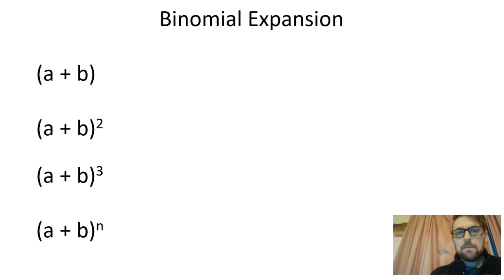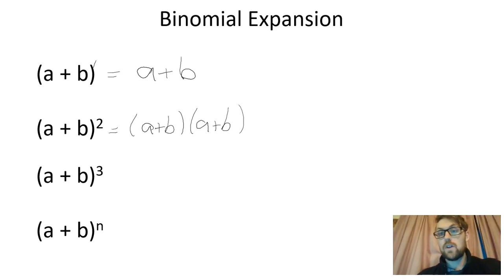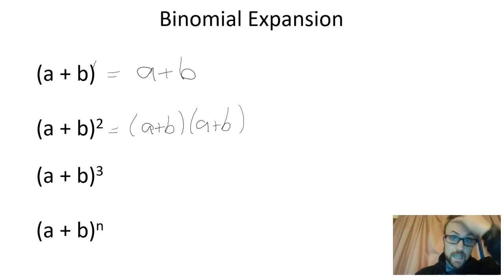So if we expand A plus B, like we said, as A plus B to the power of 1, that's going to be just A plus B. There's no real expansion there. Now, when we have A plus B squared, we can write that as A plus B times A plus B. There's several ways to do this. You might have heard of the term FOIL: first, outer, inner, last.